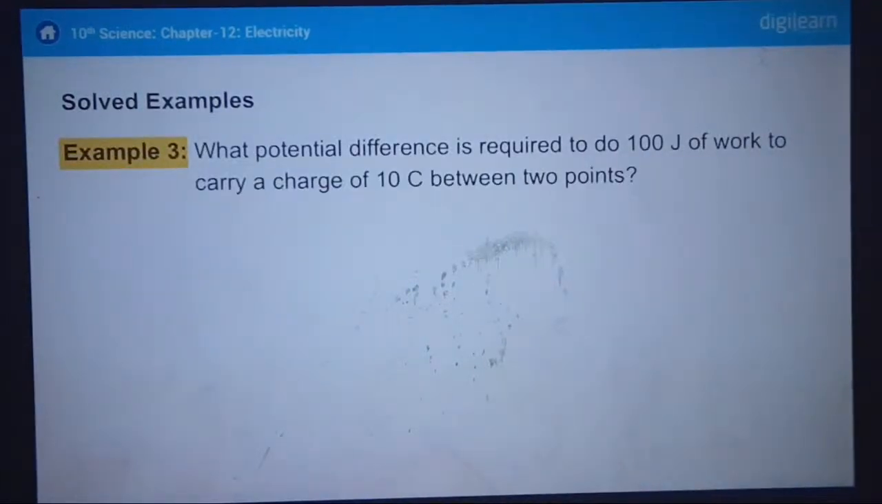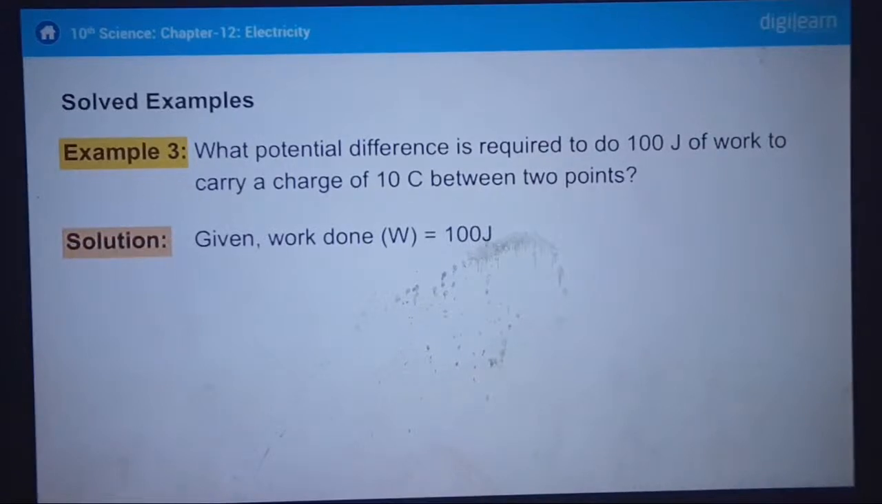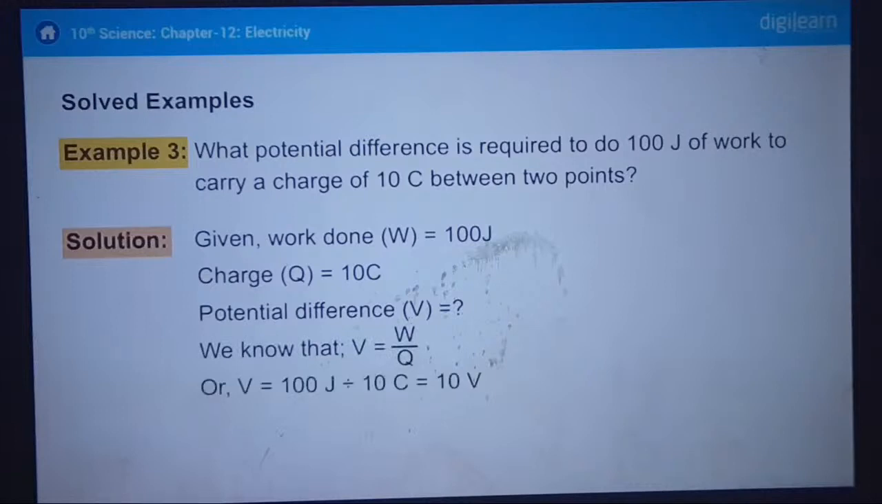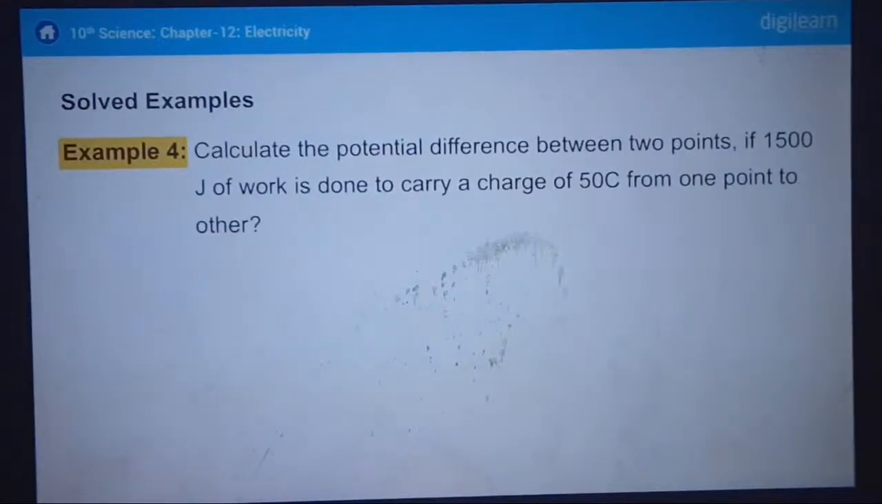Example 3. What potential difference is required to do 100 joules of work to carry a charge of 10 coulombs between 2 points? Solution: given work done W equal to 100 joules, charge Q equal to 10 coulombs. Potential difference V to be found out. We know that V equal to W by Q, or V equal to 100 joules divided by 10 coulombs equal to 10 volts.